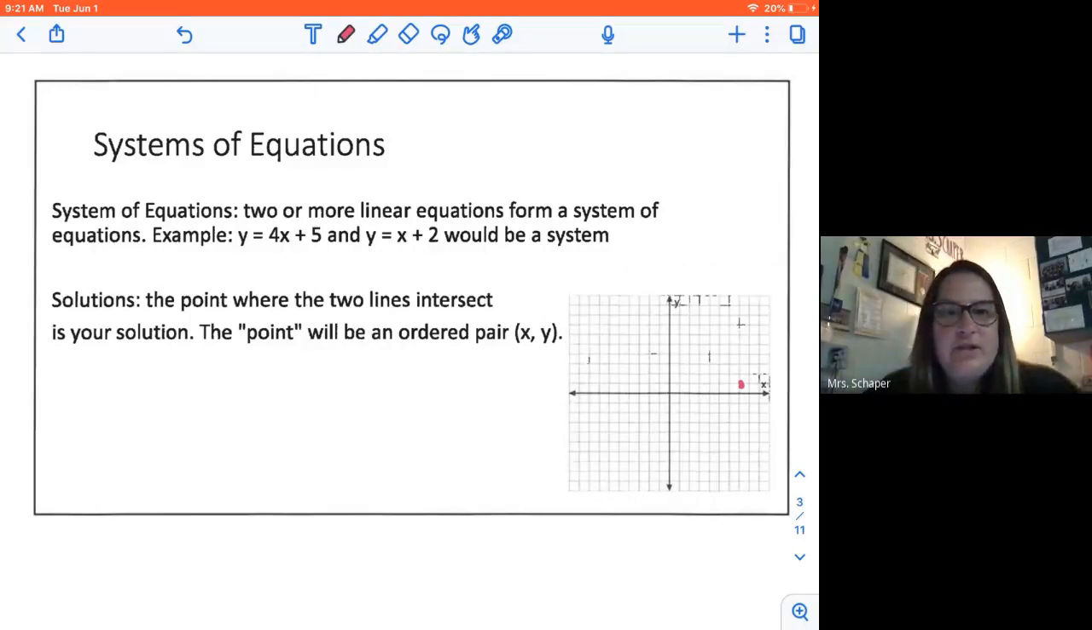Hey, mathematicians. Today we're going to be talking about systems of equations and what they are and how to solve them. There's 3 different ways that we're going to explore solving them. The first one is by graphing.